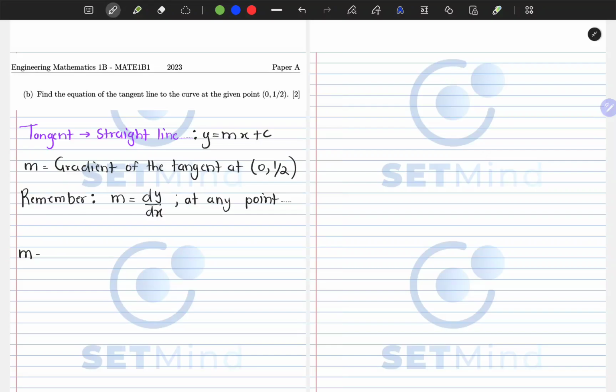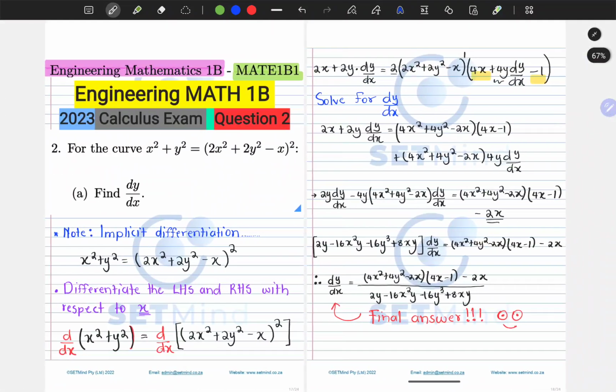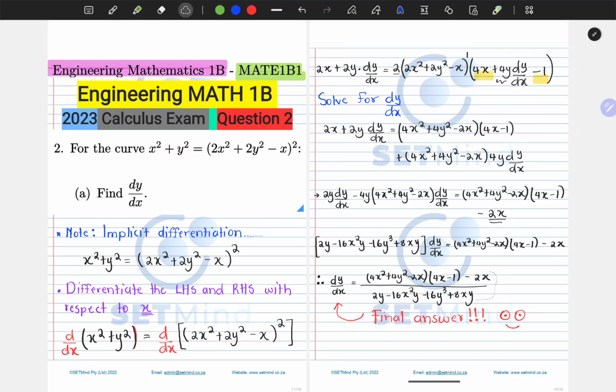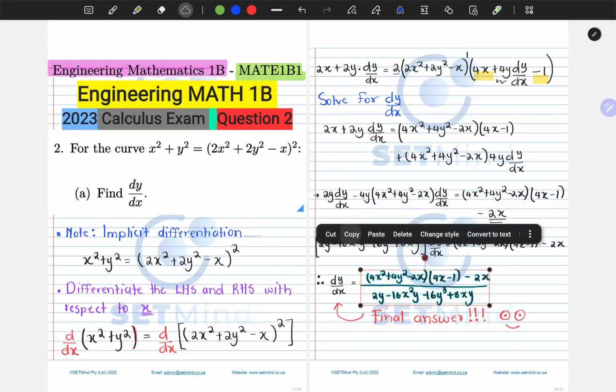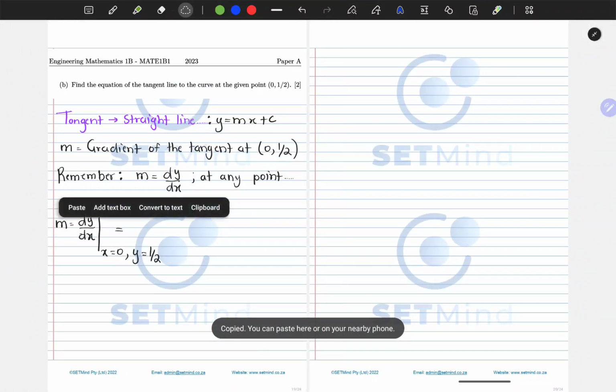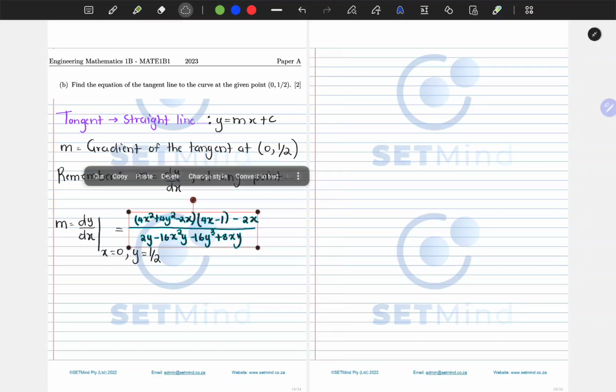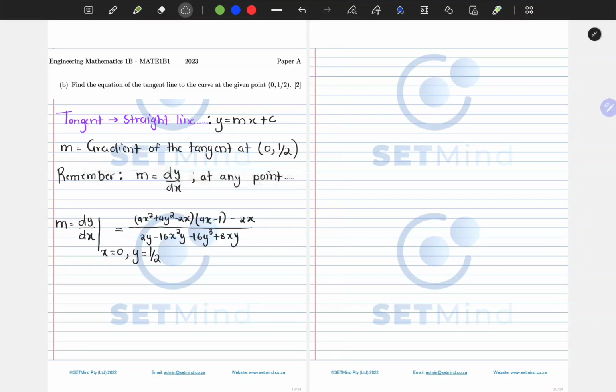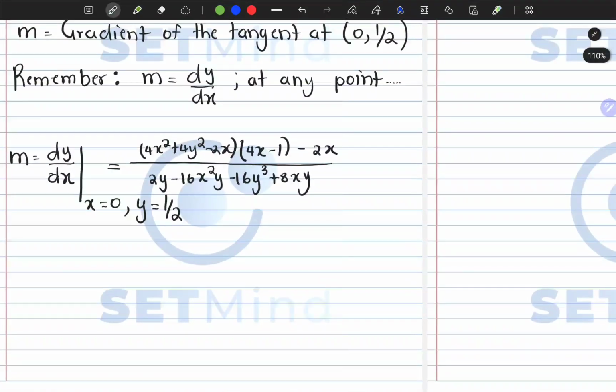So which means our gradient, which will be our dy/dx, we need to go and solve for it, and this will be at x is 0 as given here, and y equals 1/2. So we'll go to the expression which we just found, and wherever we see x, we need to put in 0, and wherever we see y, we need to put a half, and this will give us our gradient. So let's go ahead and do so.